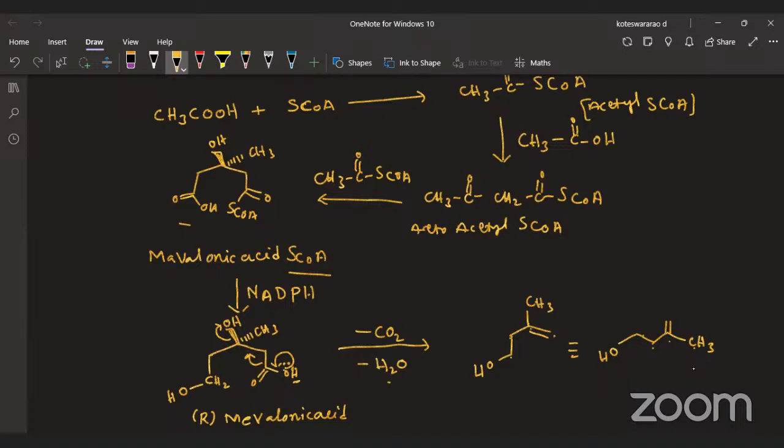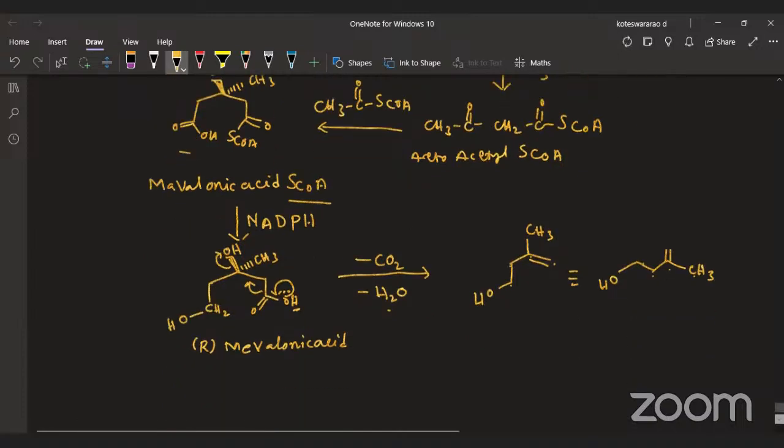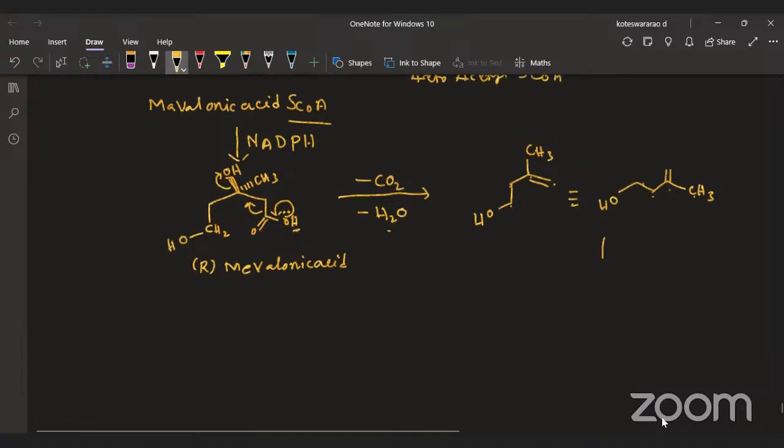Now further it is treated with ATP, which is known as phosphorylation. Now it leads to the formation of this OH attached with the phosphate ester. Then the product is like this.